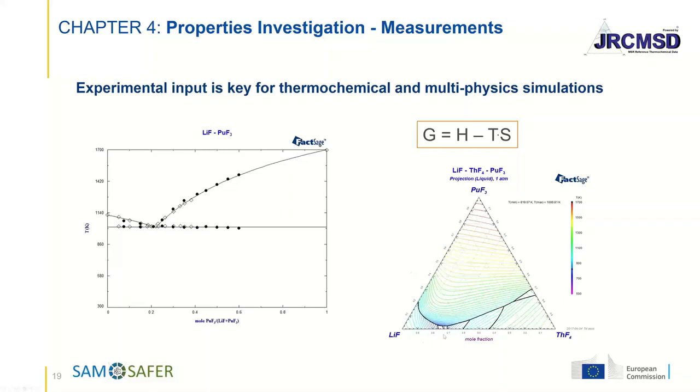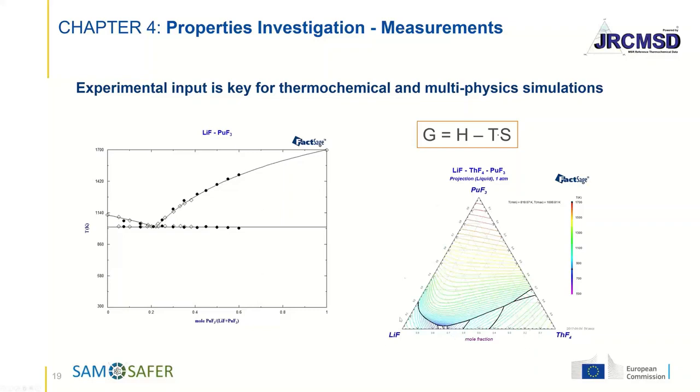In this case, it's an example of the lithium thorium plutonium trifluoride system. One of the key systems of the molten salt fast reactor, the fluoride salt reactor that is studied, but has been studied in the past mainly by CNRS, but in collaboration throughout European projects too. So this was one of the outputs of the study.